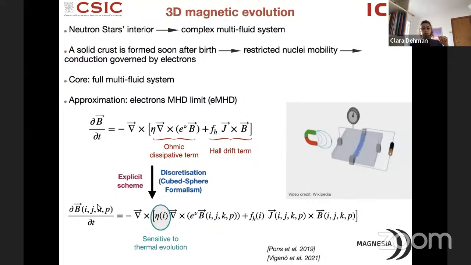To solve this equation, we consider an explicit scheme. An explicit scheme means that you solve the state of your system at time t1, the new time, only using the state of the system at time t0, the current time.